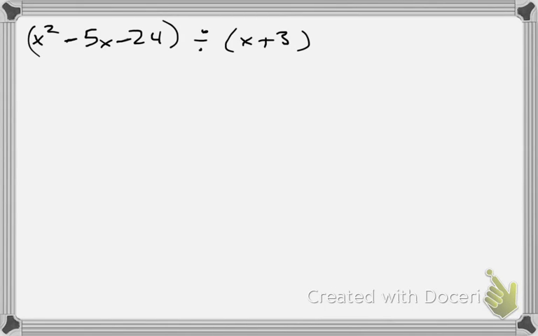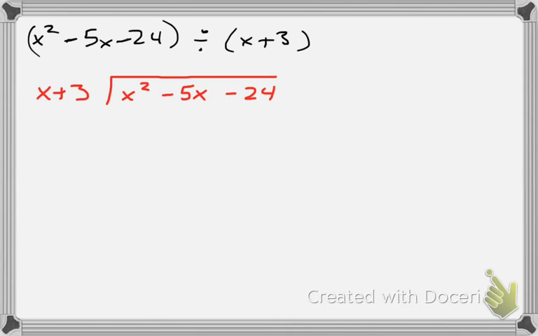What we're going to do is set this up as a long division where the x plus 3 is on the outside. That's what we're dividing by. And x squared minus 5x minus 24 is on the inside. Now, we went over long division already, how to do it, so you should have that kind of in your head. We're going to do the same process here. It's a little tweaked because it's a polynomial instead of a number, but it's the same process, okay?